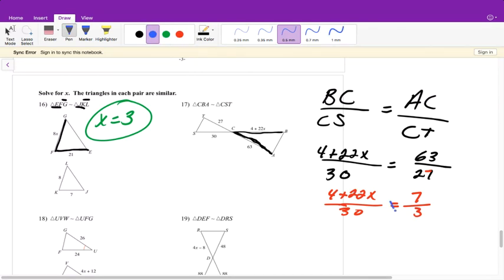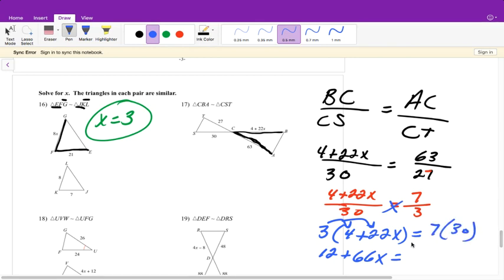Now we will cross multiply. So remember, you must put this in parentheses. This is where a lot of people are going to make their mistake because they're not going to distribute it. This gets distributed into both. So it's 12 plus 66x. A lot of people, I think, will only multiply the 4, the first number. Now we have 7 times 30, which is 210.